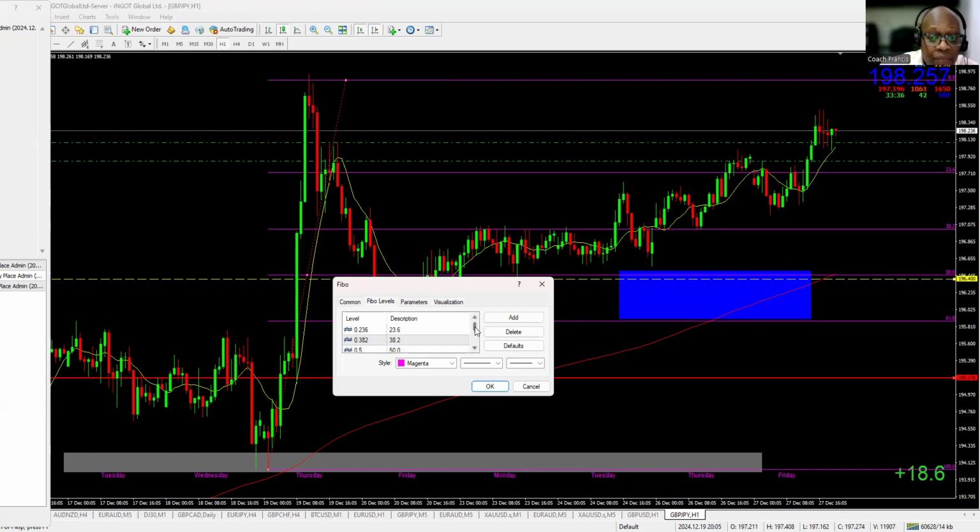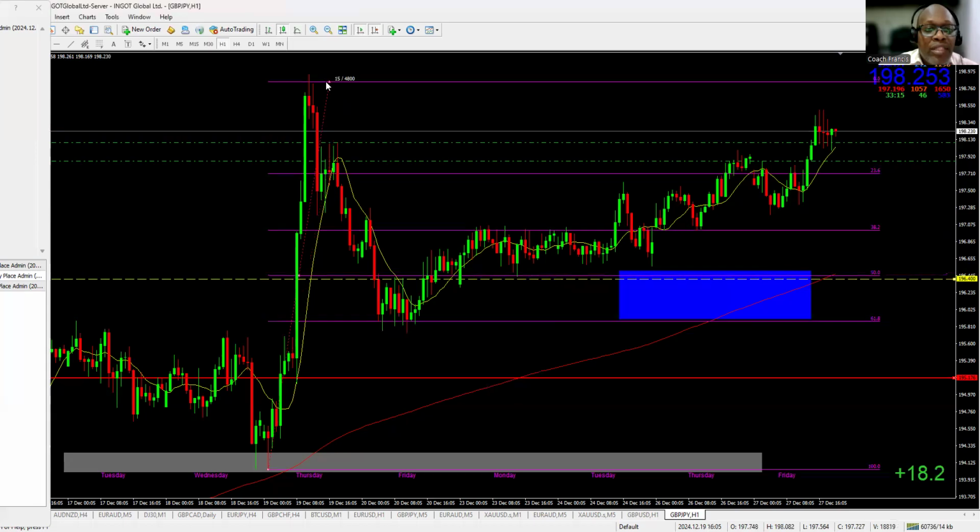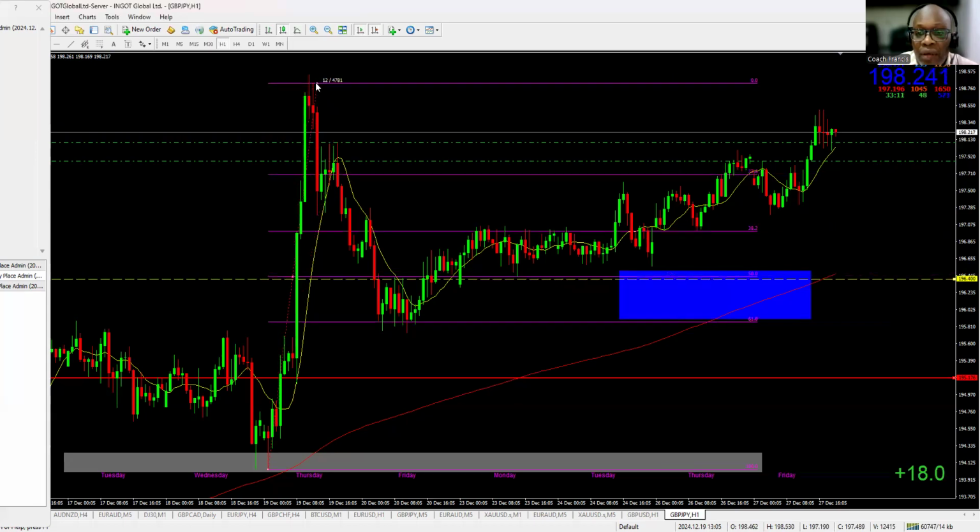You can see here for the 23 point, you have the level, you have the description. You can see here, the 23.6 is what we find here. Oh, okay, I've moved it. Let me move it slightly. Okay, let's do that again. Let's push it this way so we can see the numbers. Okay, we can see the numbers there.